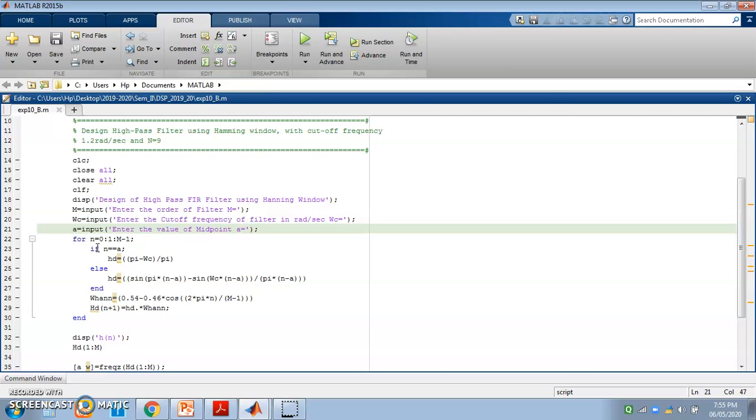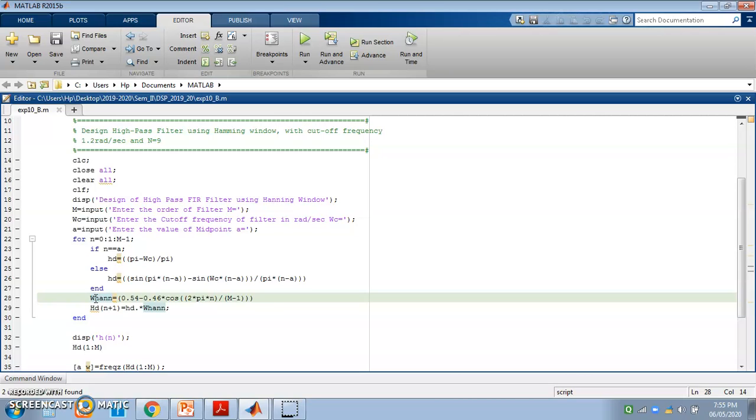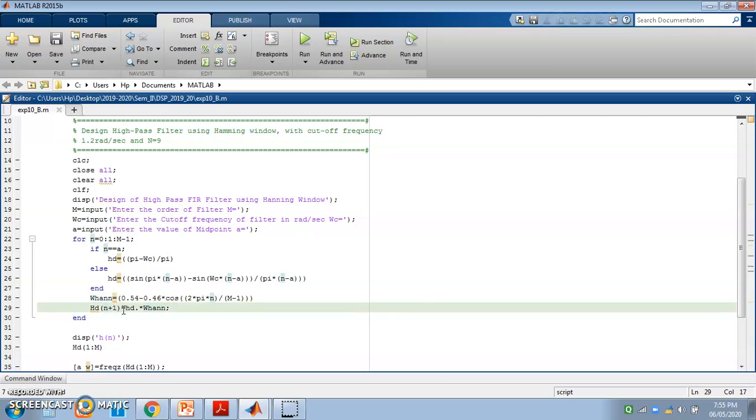So this formula is solved for all values of small n, and once we know the hd of n, we can multiply it with the Hamming window, that is w of n. Here in this case, Hamming is just the notation or the variable that is used for Hamming window, 0.54 minus 0.46 cos of 2 pi n upon capital M minus 1. So capital M is the order variable over here. So hd of n, that is the actual impulse response that we are interested in, times Hamming window. So here we are shaping the desired impulse response with some window function.